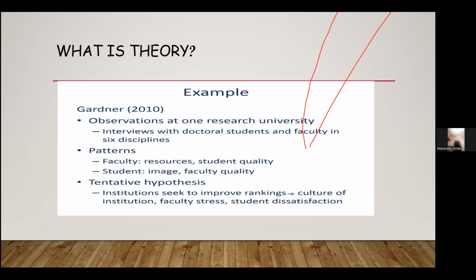On the other hand, students feel that their departments care more about image and faculty quality rather than student supports and experiences. So the tentative hypothesis is that when institutions seek to improve rankings, the culture of the institutions change and faculty feel stress while students are not satisfied with their experiences.